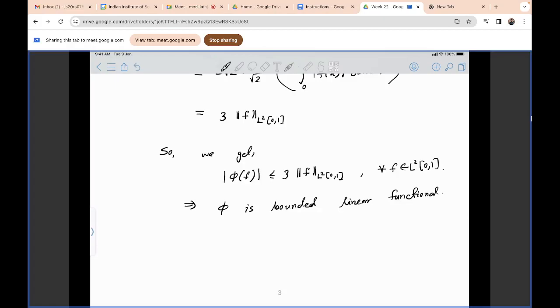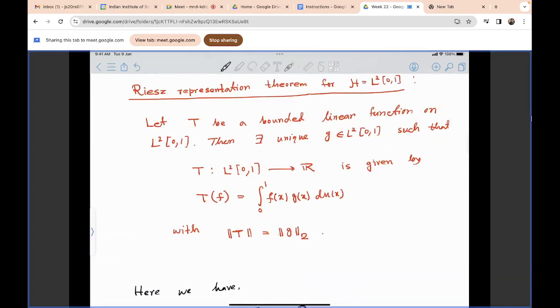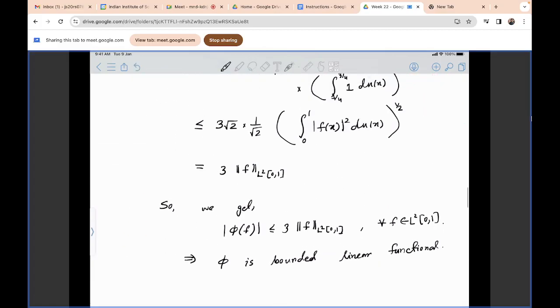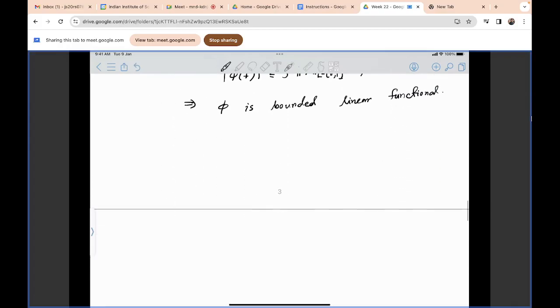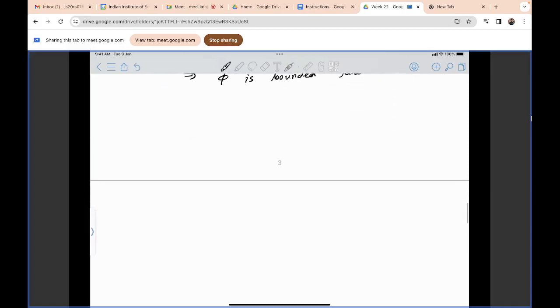So we can use the Riesz representation theorem. By the Riesz representation theorem, we can calculate its norm. We have to first write it in terms of some inner product with some L2 function. P of f is the integral from 1/4 to 3/4 of 3 root 2 f(x) d mu x.